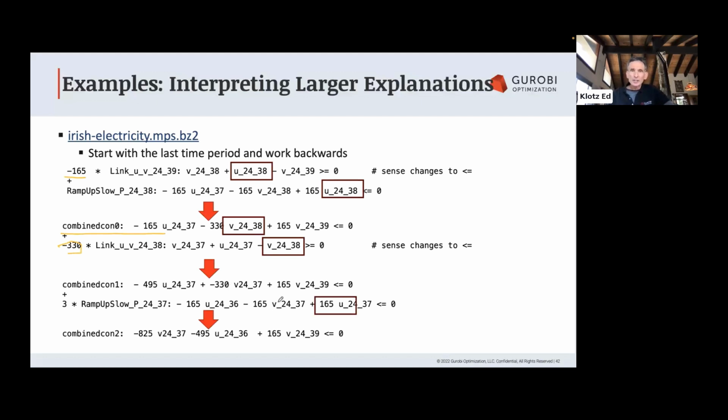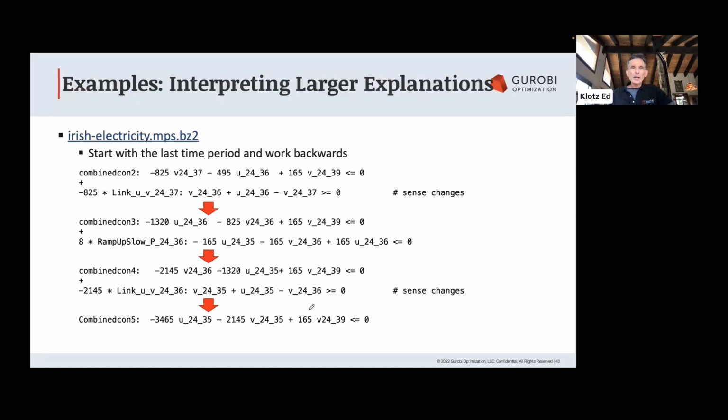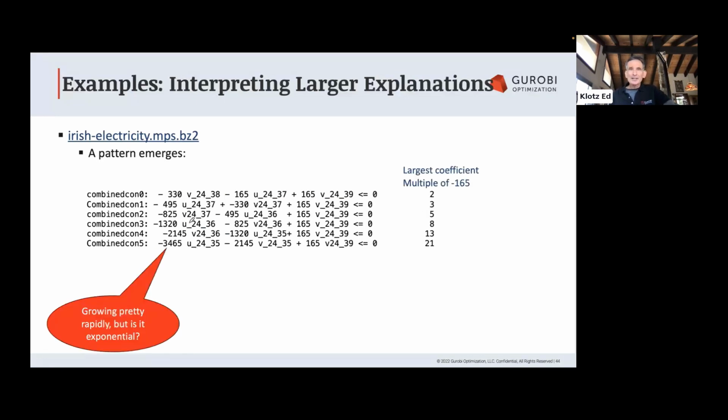And we can continue this process, each time looking for the variable in common with the combined constraint and the next constraint in this ordering we've constructed. And we just keep doing that. And after about 5 of these, well, I think a pattern has emerged here.